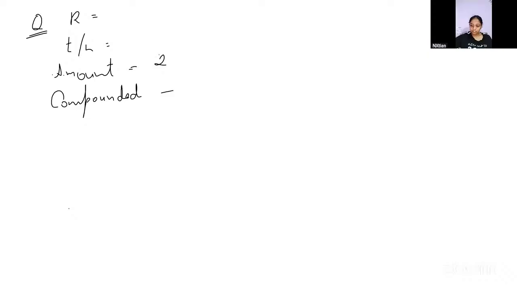First solve this quickly, and then I'll teach you that method. Okay, when you don't have A also, when you don't have P also, how to solve it. This is an annually question.